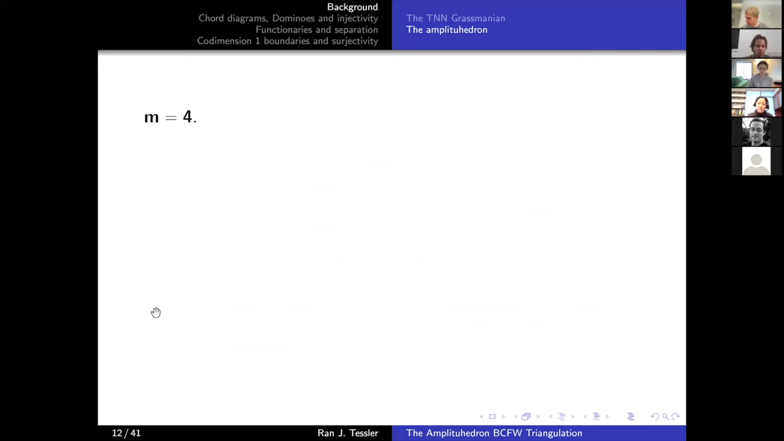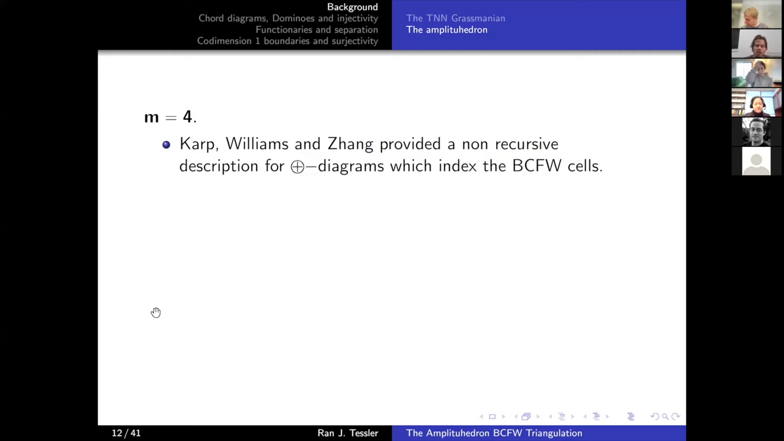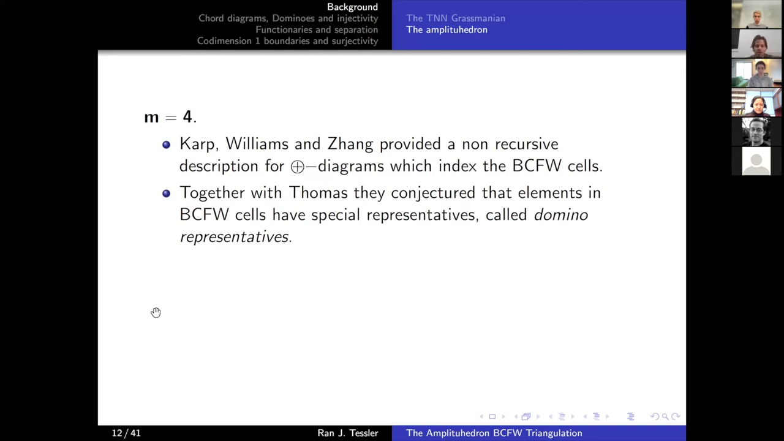On this subject, there were fewer works, but still there were a few nice results. First of all, Karp, Williams, and Zhang provided a non-recursive description for the combinatorial objects which label the BCFW cells. Actually, from this description, although it was not written directly in the paper, one can read, for example, the decorated permutations that correspond to the BCFW cells. For us, that will be the contact point to our work. And together with Thomas, they conjectured that elements in the BCFW cells have special representatives called domino representatives.